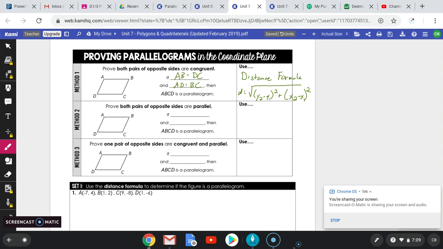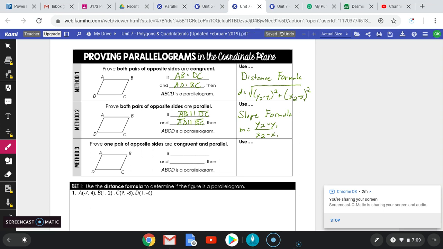The second method is to prove that both pairs of opposite sides are parallel. So if I prove that AB is parallel to DC and I prove that AD is parallel to BC, then I've proven the figure's a parallelogram. Well, think back to algebra. What formula tells you that two lines are the same or two lines are parallel? That's right, it's the slope formula. So remember, the slope formula is m equals subtracting the y's over subtracting the x's.